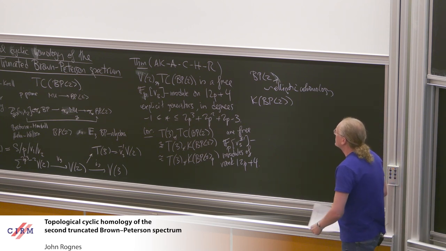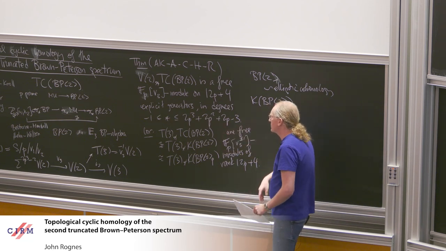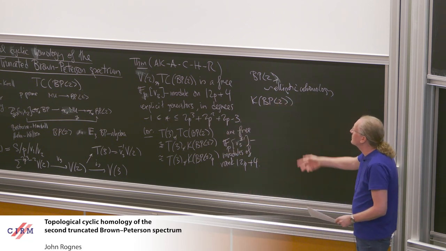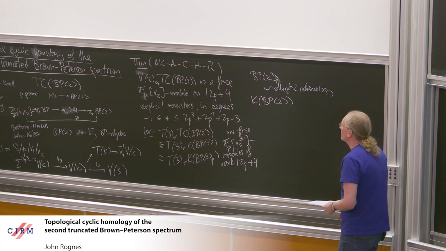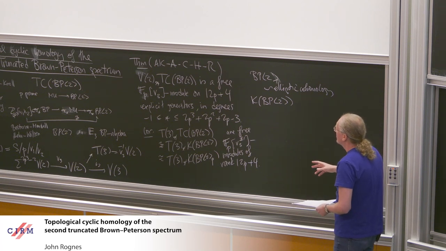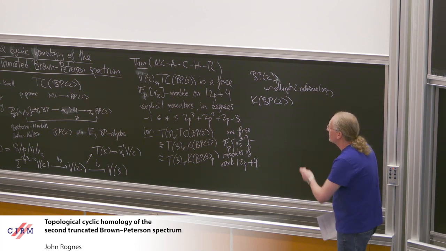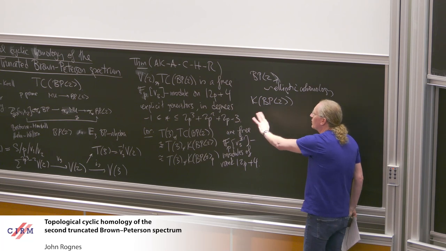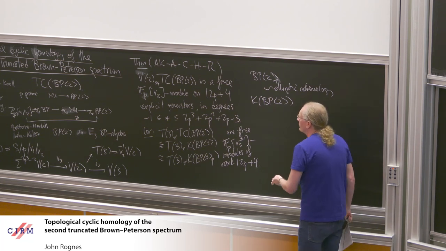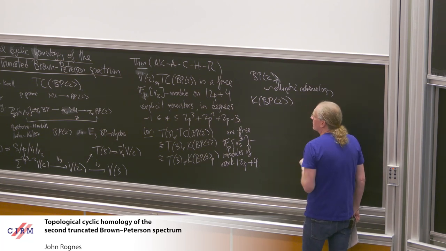And so this is a direct calculation. Some of this calculation goes back quite a long time. But in more recent years, one might want to think about this calculation in terms of the syntomic cohomology ideas of Bhatt-Morrow and Scholze.